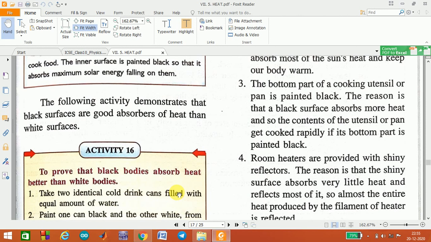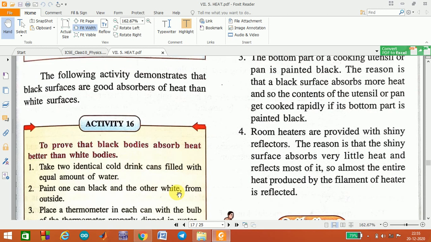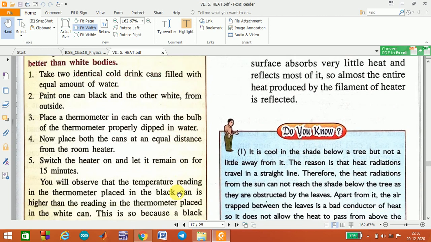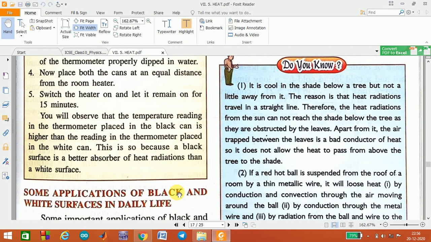The reason is that it absorbs more heat, and the contents of the utensil or the pan get cooked rapidly by the more heat. Then, room heaters are provided with shiny reflectors. Because of that, the shiny surface absorbs very little heat and reflects most of it, so that almost the entire heat produced by the filament of the heater is reflected. So these are some of the examples we have used of black and white in daily life.